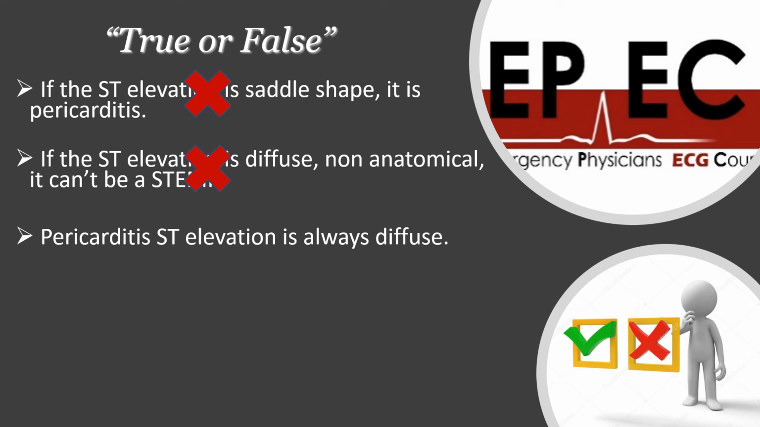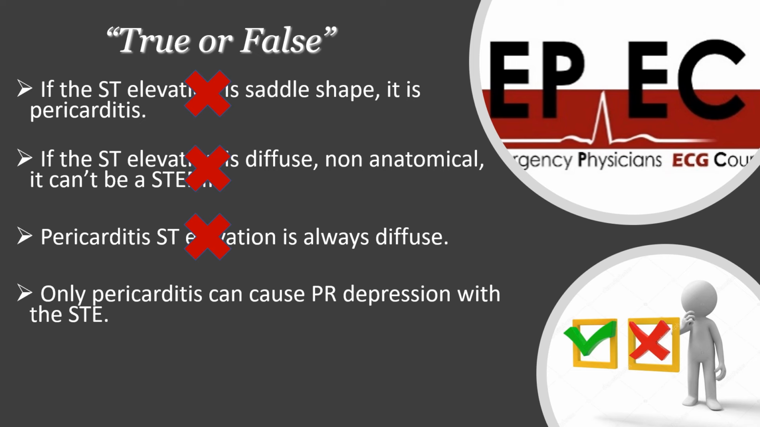So pericarditis causes ST elevation that is always diffuse. So if it is localized, it cannot be pericarditis. Well, actually, no. Pericarditis ST elevation can be localized. So this is wrong, but it is not that common. So the commonest is that you will see diffuse ST elevation in case of pericarditis, but if it is localized, that does not mean it's impossible for this to be pericarditis. It can be localized.